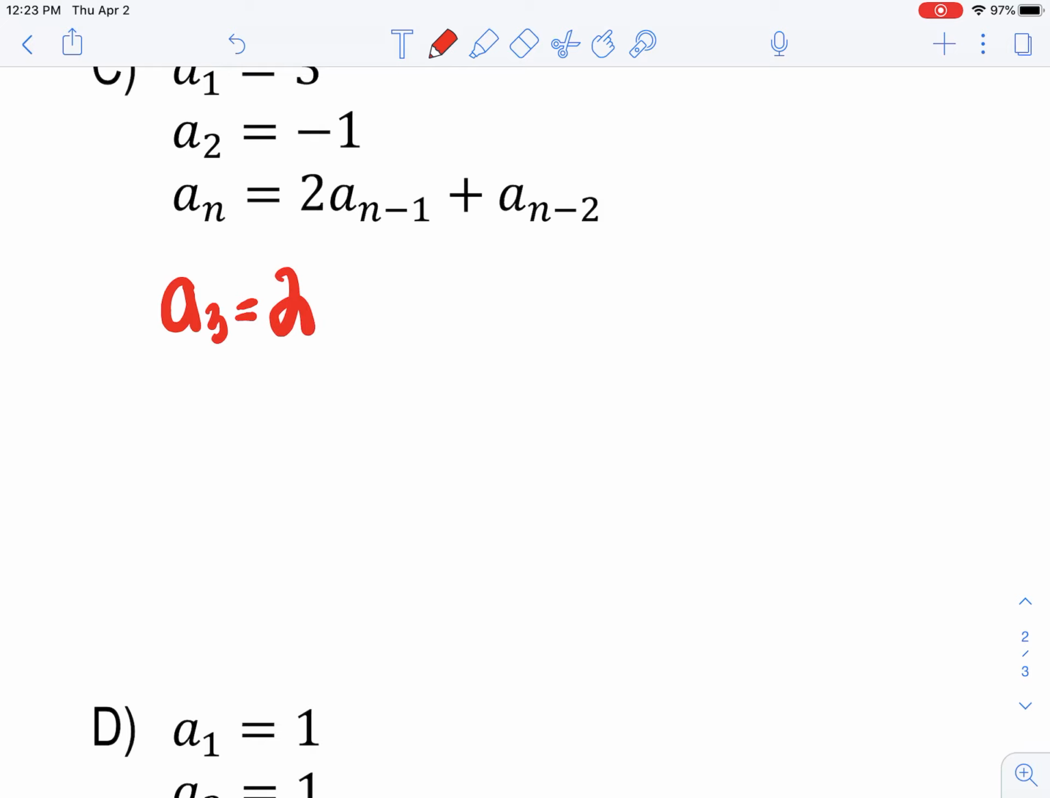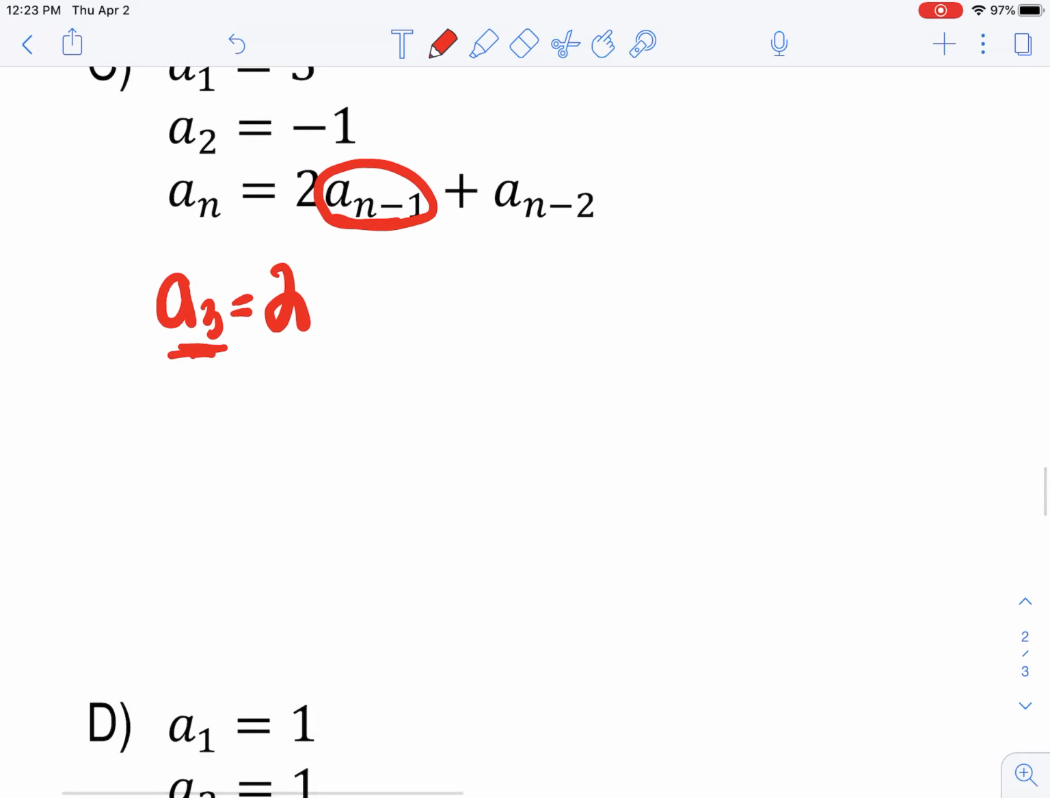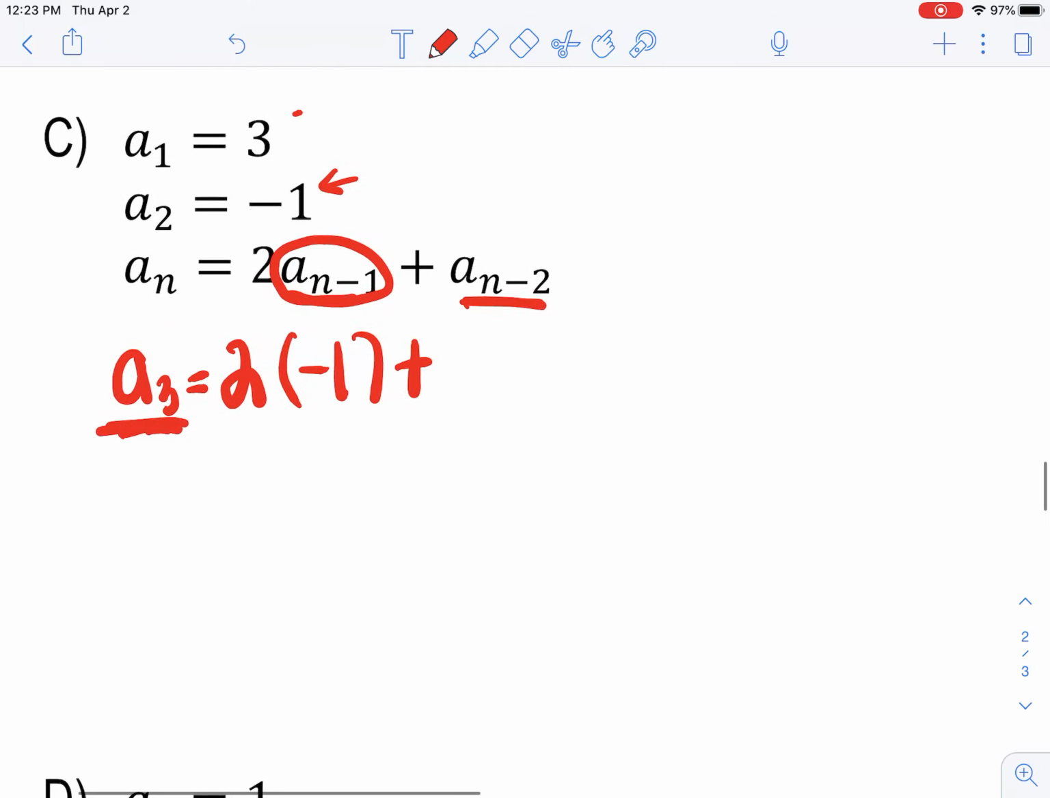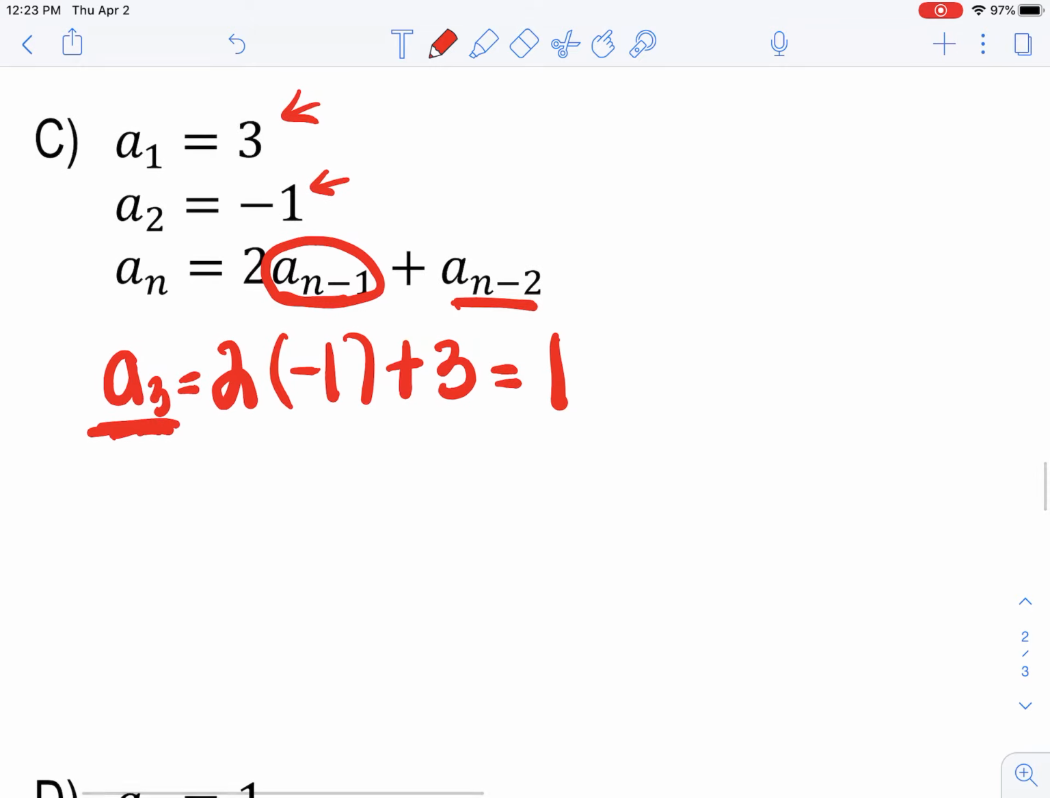I'm going to write down work for this because it's a little more complicated clearly. So it says take 2 times, what does this mean right here? The previous term. So the previous term to a sub 3 is a sub 2. So that's -1. Plus, what does this mean? 2 terms before that term. So 2 terms before a sub 3 is a sub 1, 3. 2 times -1 is -2 plus 3 is 1.